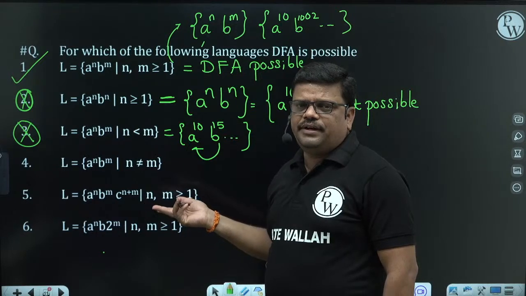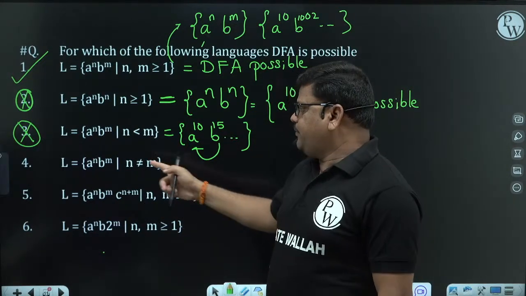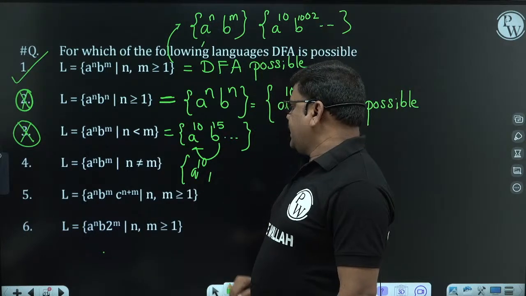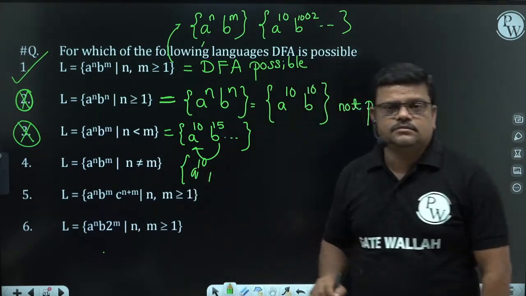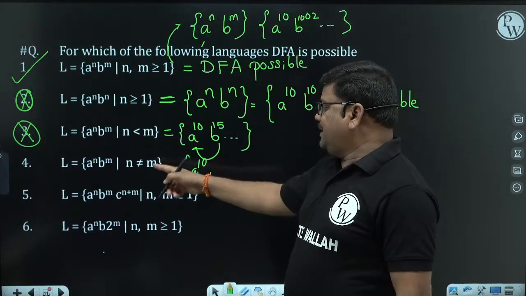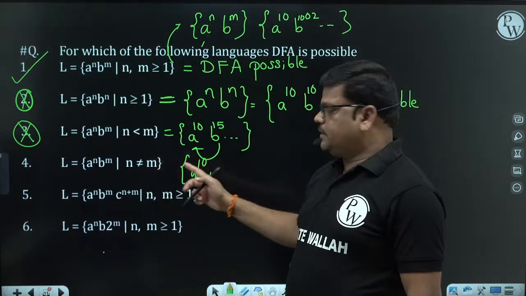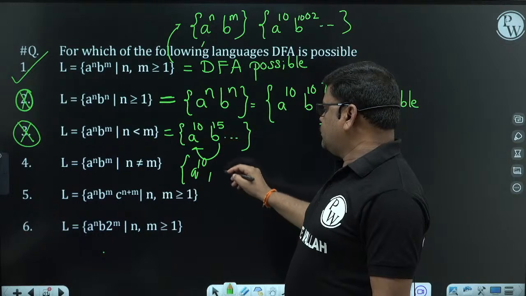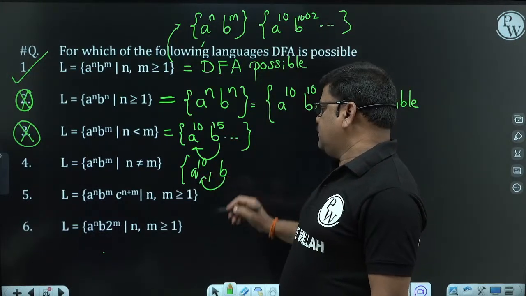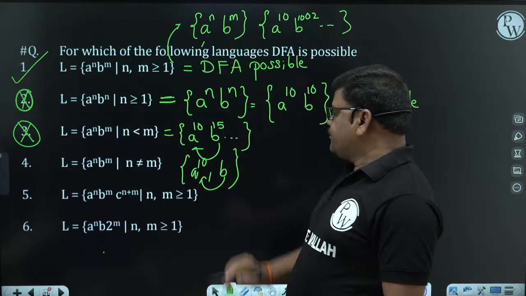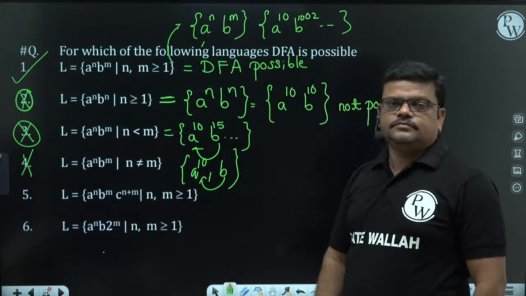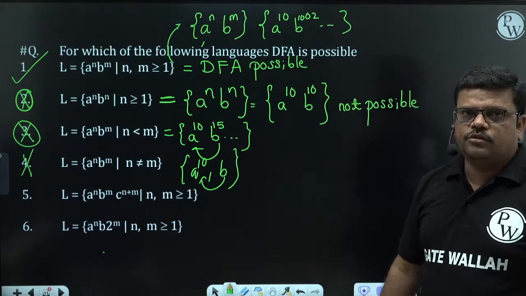Here also we don't have independence, because if I take the A value as 10, can I take any number of B's? That is not allowed, because the A value should not equal the B value. So we should not take 10, some other number. That means dependency is still going on. I cannot take any number of B's. So if dependency is there, it is not possible. DFA is not possible for this also.